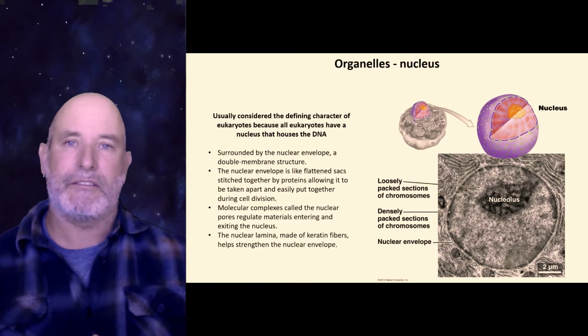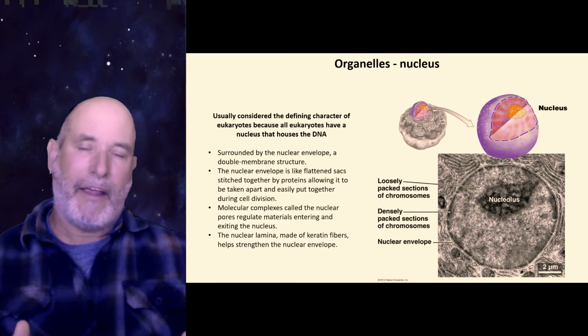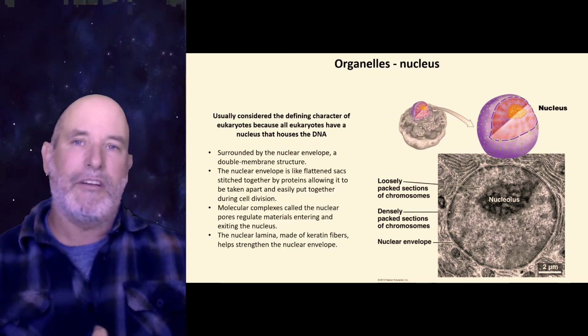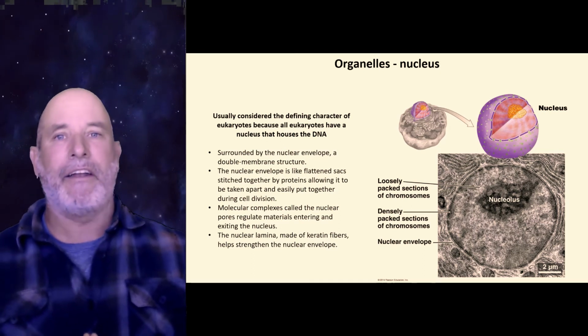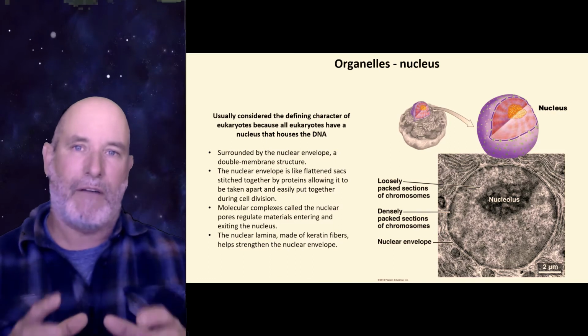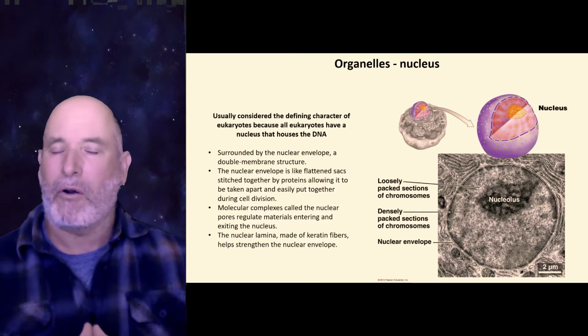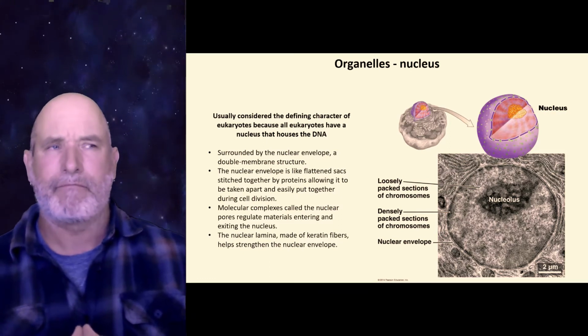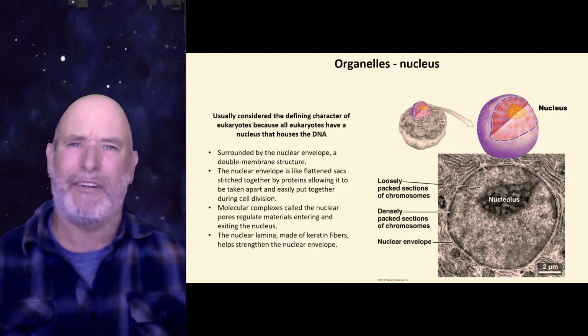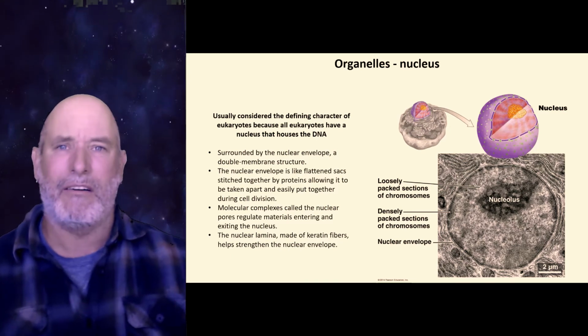So the nucleus, this is the brain of the cell, right? And the nucleus houses the DNA, and it's surrounded by a nuclear envelope. Now, you probably have heard that it's a double membrane system. Double membrane. Why in the world would you have a double membrane organelle?